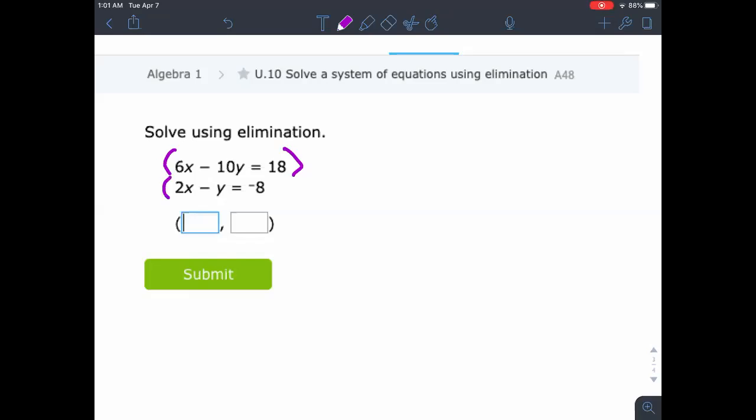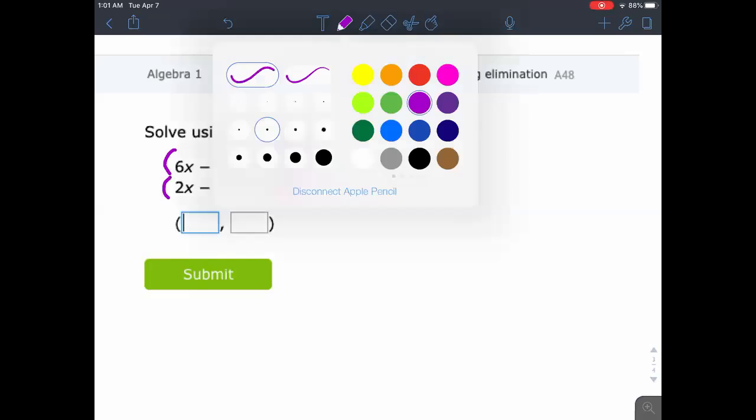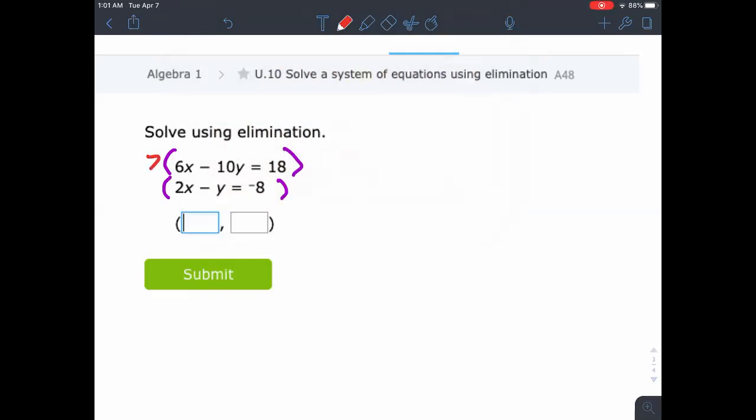So I'm going to look and say, you know what? I'm going to multiply the positive 6 in the first equation by positive 2. That's going to get me 12x. And I'm going to multiply that entire equation by 2, which is what I've just done. I've multiplied every element of the first equation by 2.